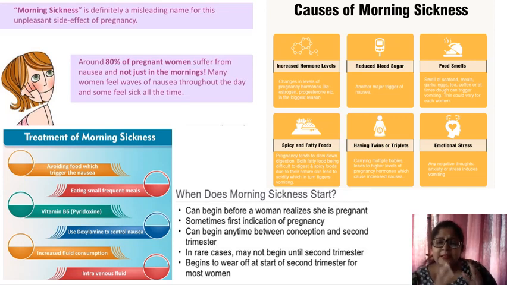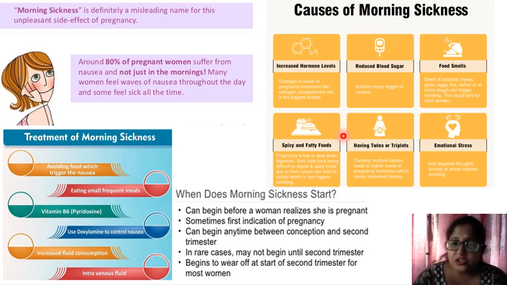Moreover, 80% of pregnant women suffer from this, that is, morning sickness. Now, why does this morning sickness happen? It can be due to the change in the pregnancy hormones, like estrogen and progesterone. The changes in these hormone levels are the main cause of morning sickness. There can also be reduced blood sugar, which is said to be one of the reasons for morning sickness.